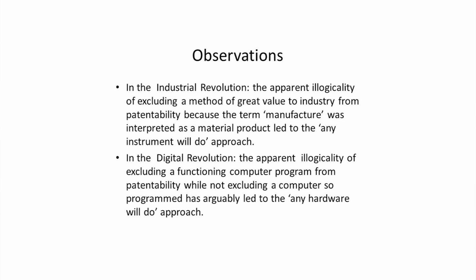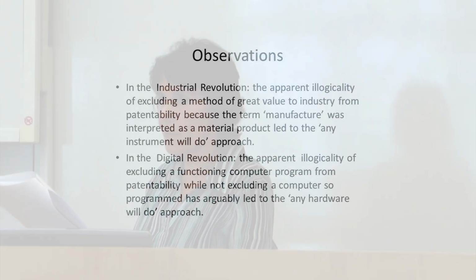During the early phase of the Industrial Revolution, only a few judges were prepared openly to treat the term manufacture as covering a method separate from a product. Nonetheless, by accepting any instrument produced that was necessary for the method to be carried out as being the manufacture, a patent for a process could be upheld. Pinning the patentability of a computer program to some form of material object, hardware, is very reminiscent of the reasoning of the majority of the late 18th, early 19th century judges in these process cases.